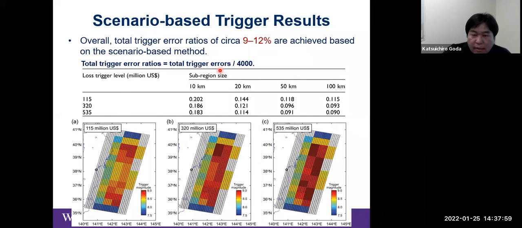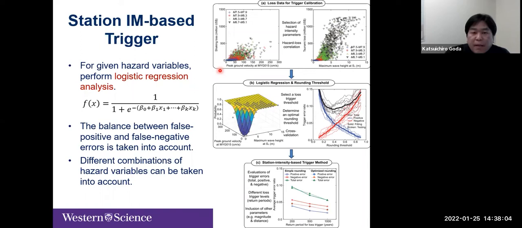Now I move on to the station intensity-based measure. In the station IM-based trigger method, I use logistic regression as a mathematical approach, and I fit the logit function using the generalized linear model approach. In this equation, x1 to xk can be the explanatory variables, which could be PGV, wave height at the offshore, and we can add as many variables as you wish. But for this demonstration, just as an illustration, I focus on two variables.